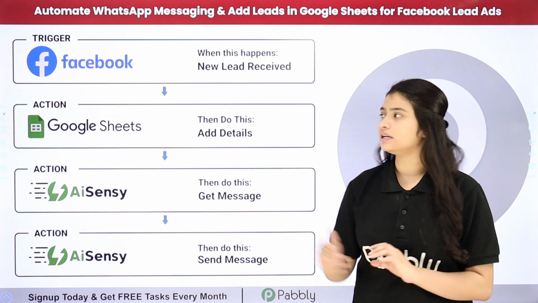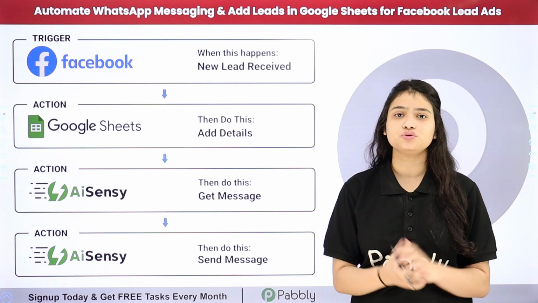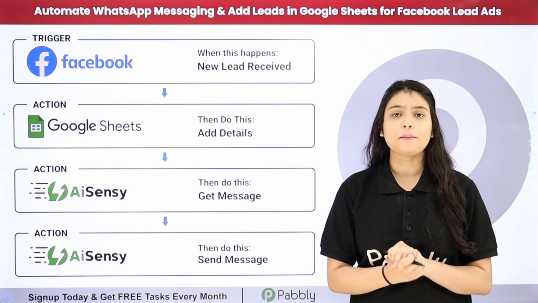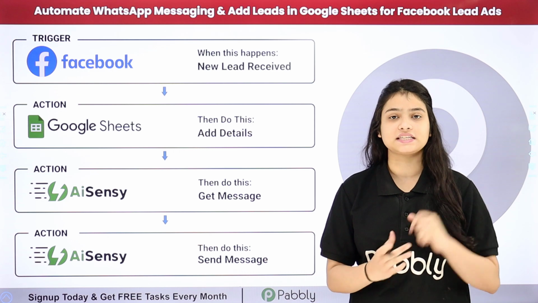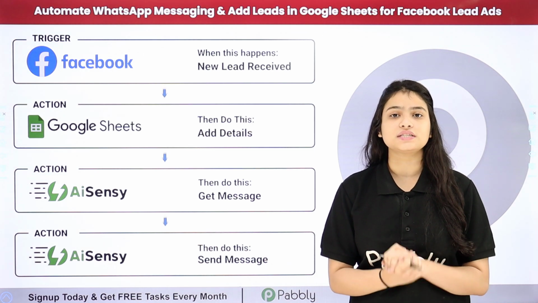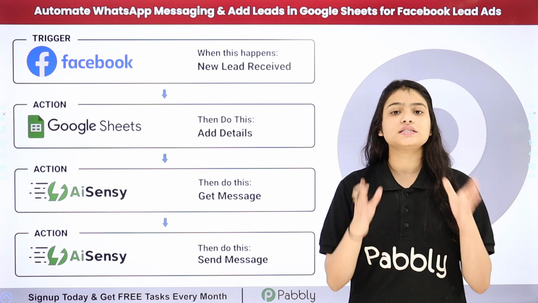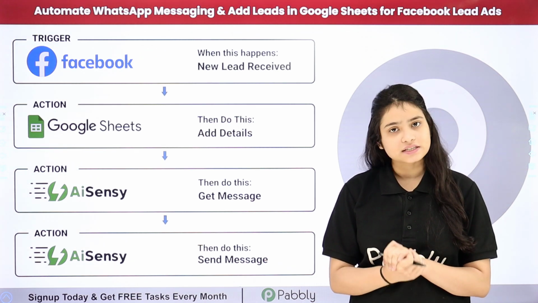that lead should be added in my Google Sheets so that I will be able to create a record of that lead systematically. And also then I want to send a WhatsApp message in a personalized format to that same lead. Along with this, I also want to receive a notification as a WhatsApp message for that same lead with all the details. This is a long process, so I want to automate this entire process.